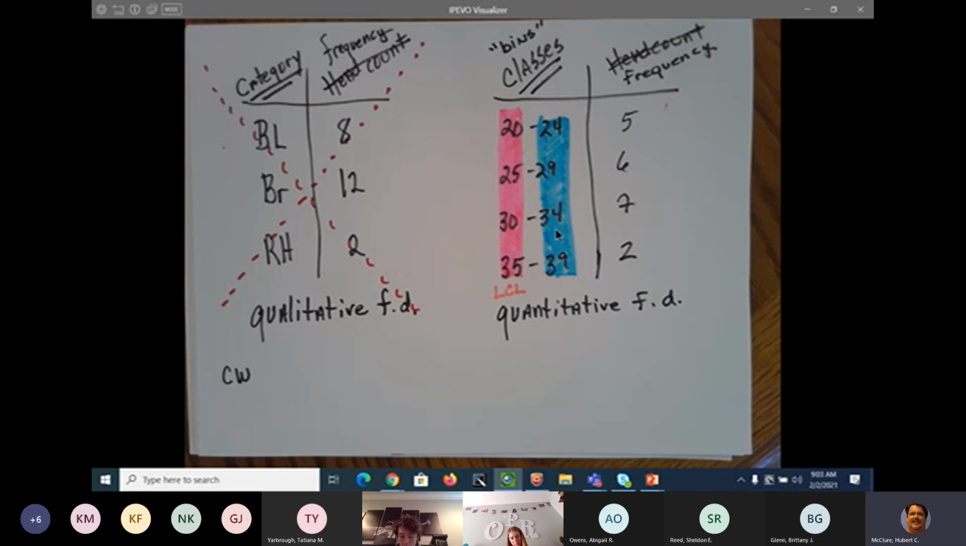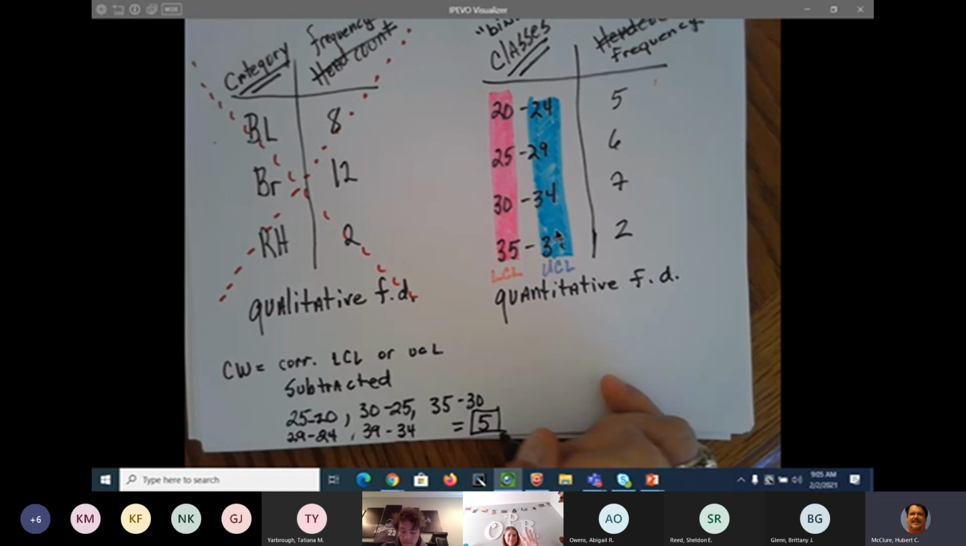I'll give you some examples. What is 25 minus 20? What is 30 minus 25? What is 35 minus 30? What is 29 minus 24? What is 39 minus 34? All of these equal what? 5. So the class width is 5.